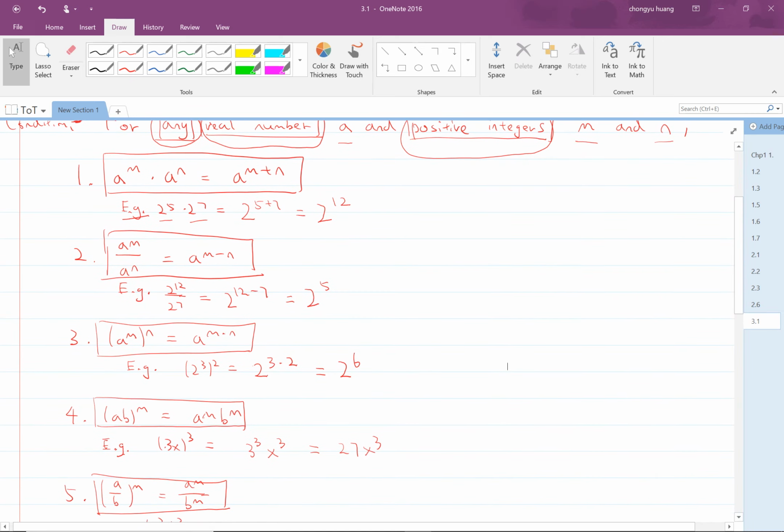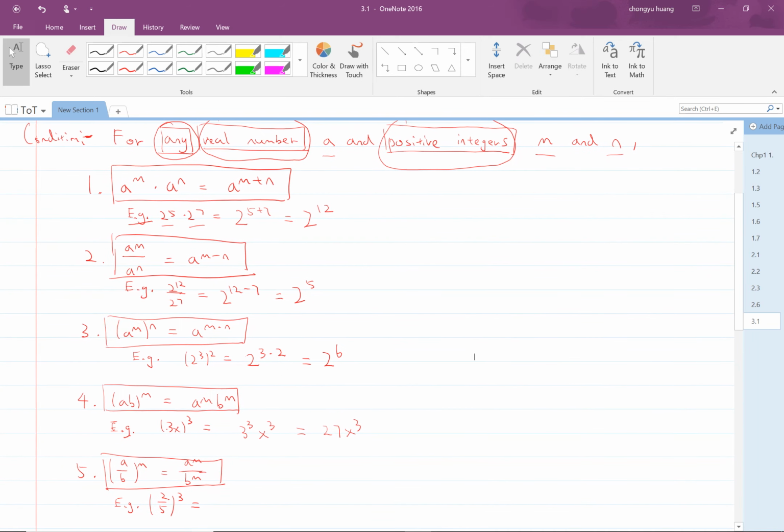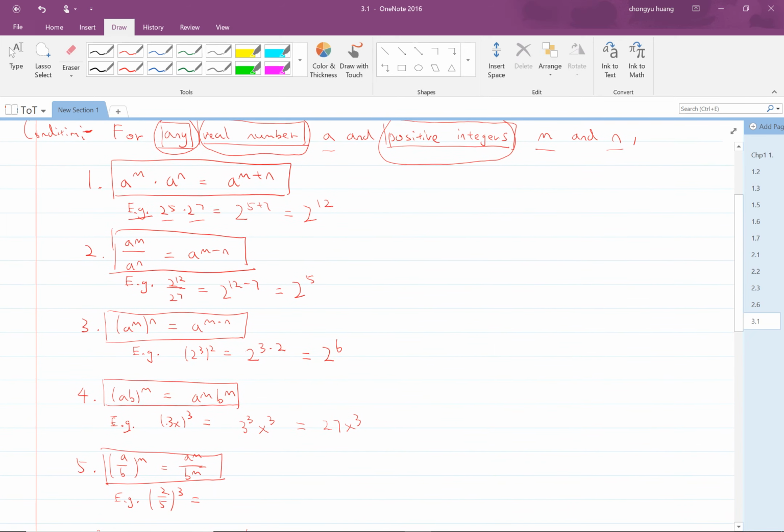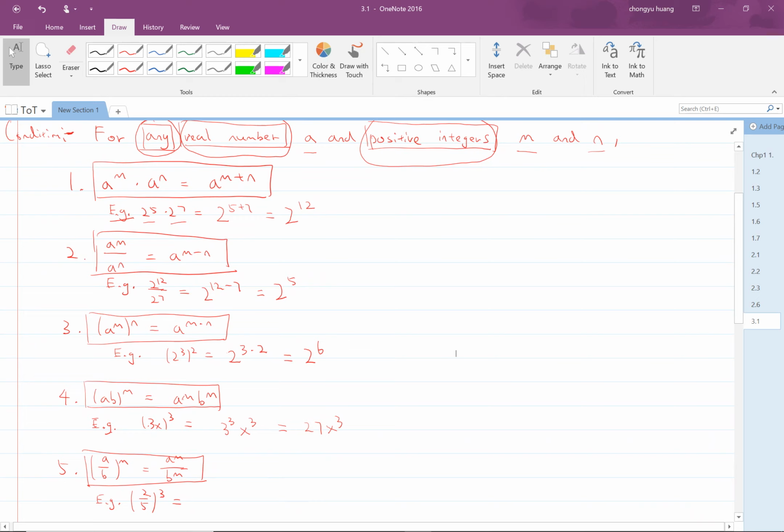Let's move into the last example. The last example over here is bracket a over b bracket to the power m, and it is equal to a to the power m over b to the power m, right? Okay, let's do the checking one more time, the last time. Since this is the last property, I think everyone does understand it.